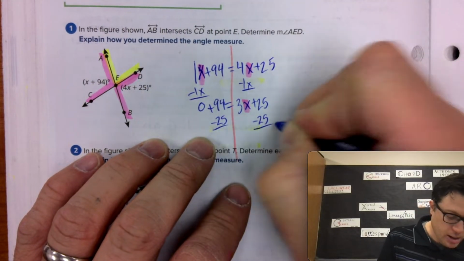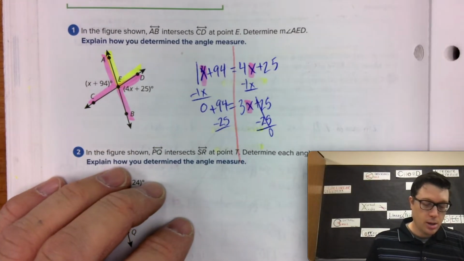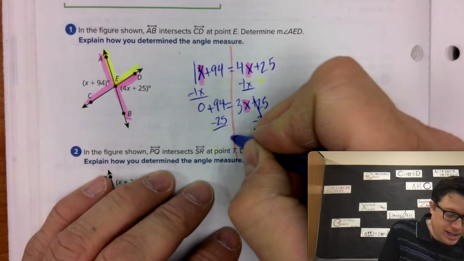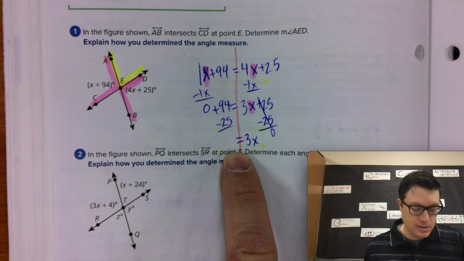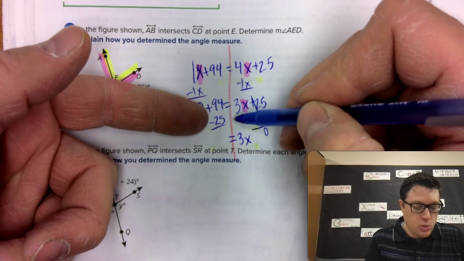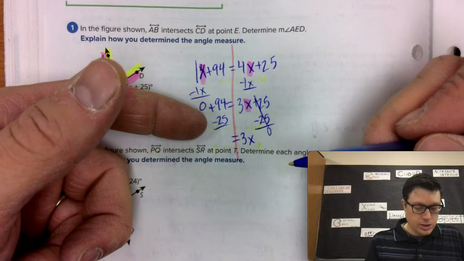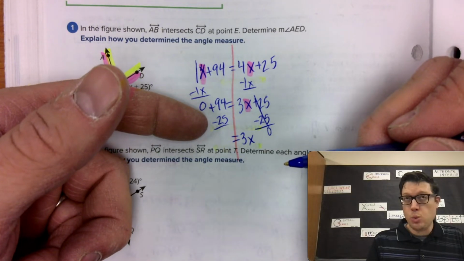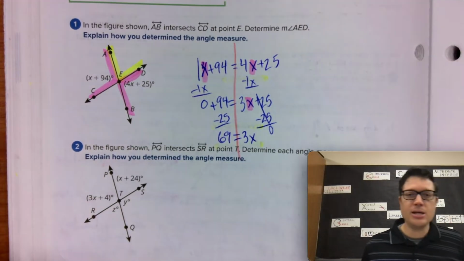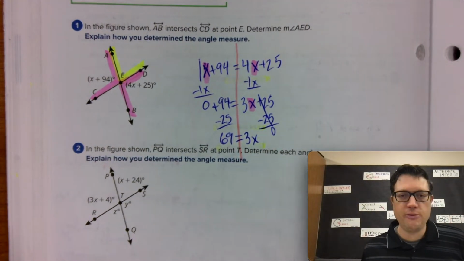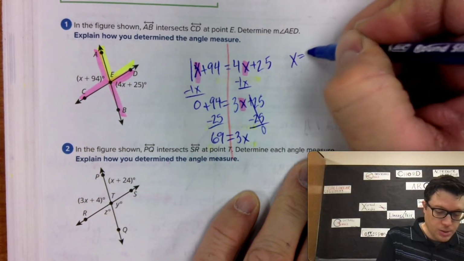Subtract 25. So 25 minus 25 becomes 0. It's canceled. We're left with 3x. There's still a 3x over here, equal sign on the dividing line. Keep the equal sign present and visible. Now we got to do 94 minus 25. 95 minus 25 is 70. So 94 is 1 less than 95. So 69 is the subtraction of 94 minus 25. Divide by 3. X equals 23.